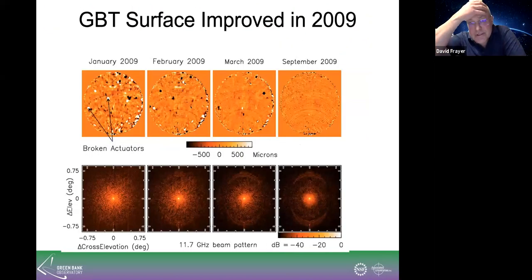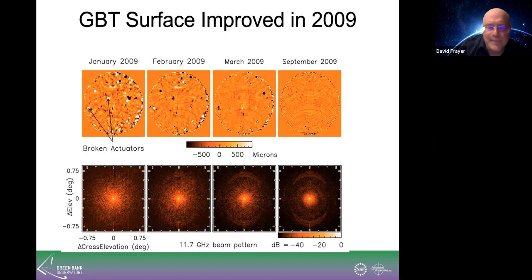In terms of the surface and our ability to observe at higher frequency, you have to really work hard on the telescope and get the telescope as good as it can be. There was a big improvement in 2009 to improve the surface. The top just shows a progression of that work in 2009 with fixing the actuators and making measurements, and down below shows the effect on the tightness of the beam. So if you have a noisy surface, you have a big beam and you can't see at high frequency, and if you clean up the surface, you have higher efficiencies and your beam's a lot tighter.